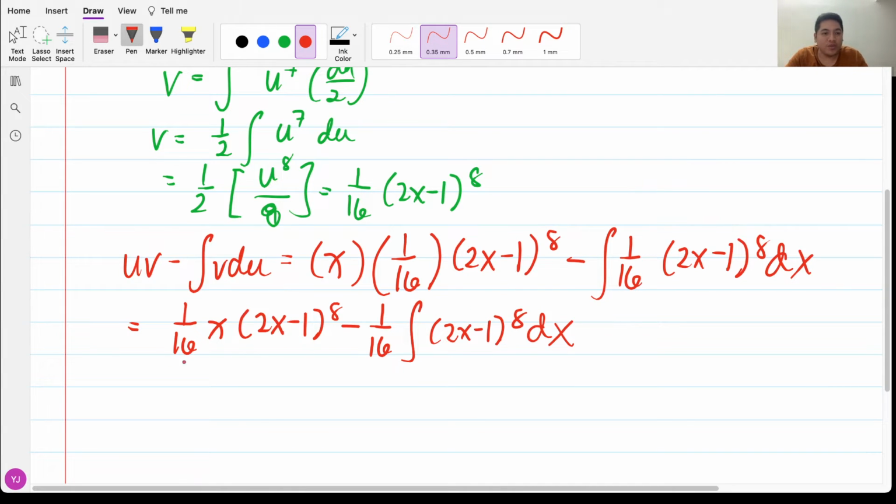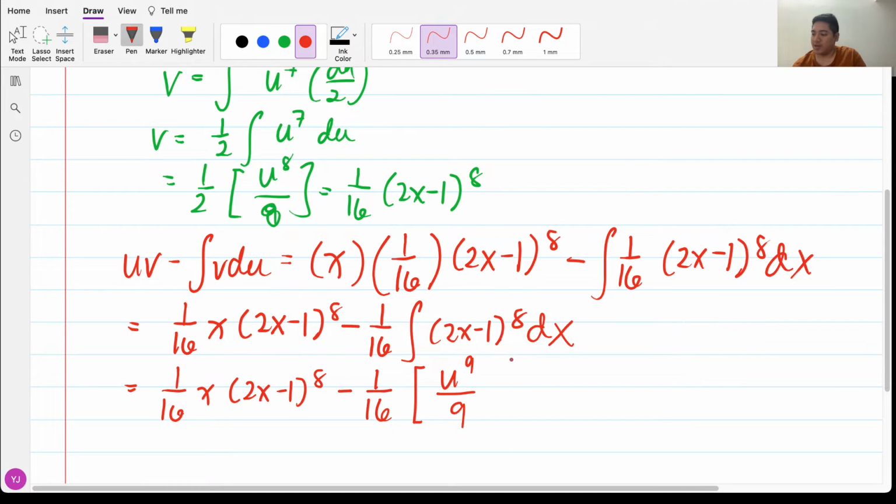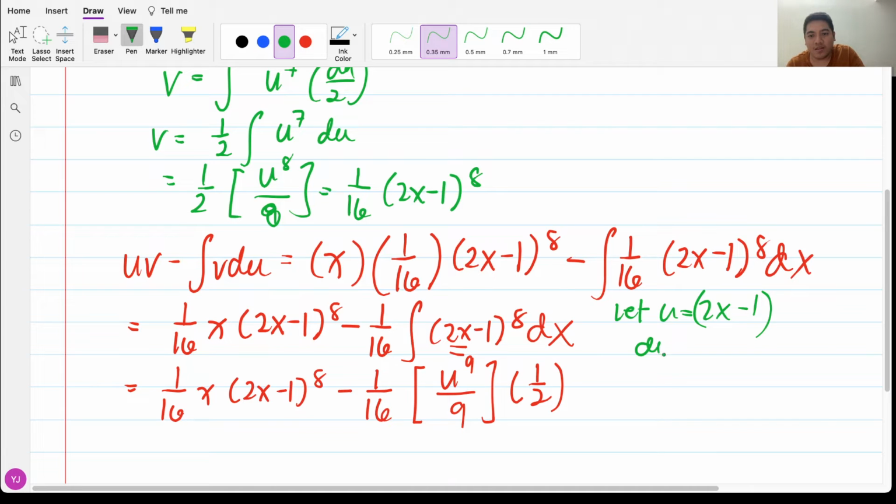So using u substitution, you can again get the integral of this. So you have negative 1 over 16 times u raised to 9 all over 9, as we are trying to integrate it. But it also has a correction factor of 1 half because of the 2 here. If you let 2x minus 1 be u, again the du would be 2 dx. We only need dx, so you have du all over 2. That is where the 1 half came from.